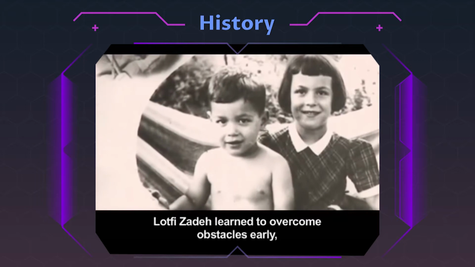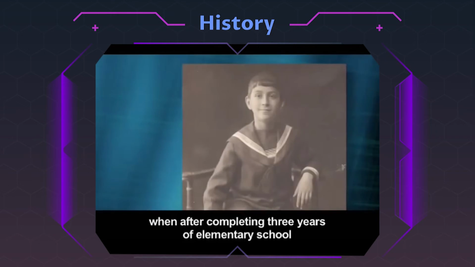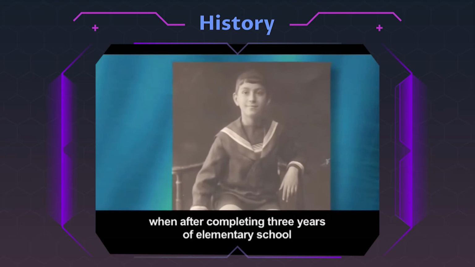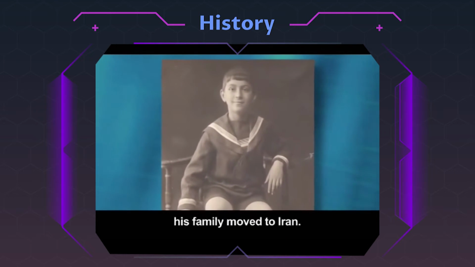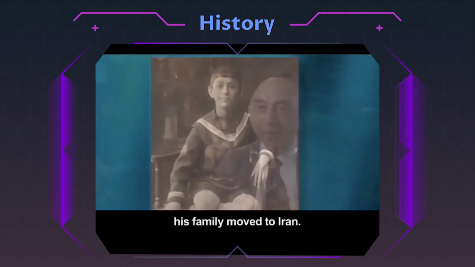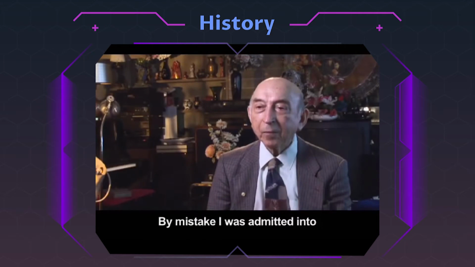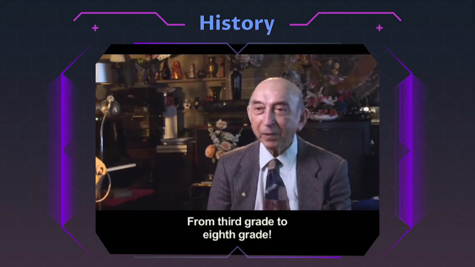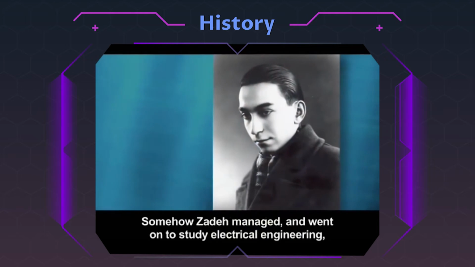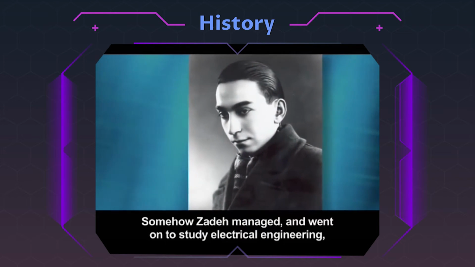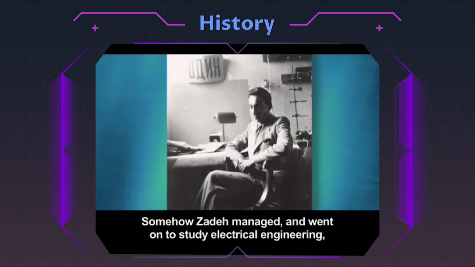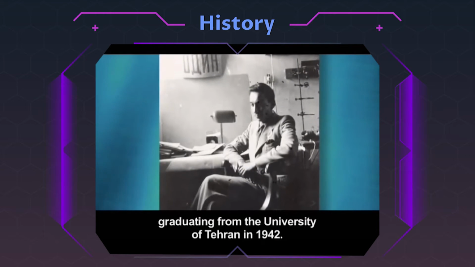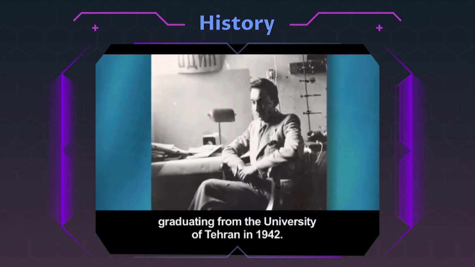Lotfi learned to overcome obstacles early, when, after completing 3 years of elementary school in the Soviet Union, his family moved to Iran. "By mistake, I was admitted into 8th grade, from 3rd grade to 8th grade." Somehow Zadeh managed and went on to study electrical engineering, graduating from the University of Tehran in 1942.